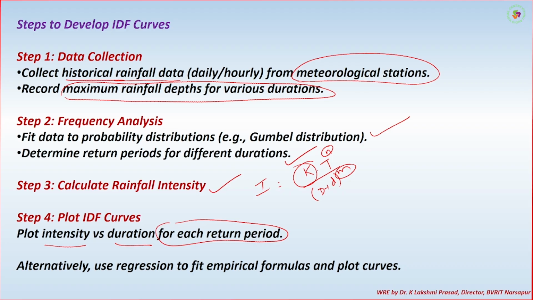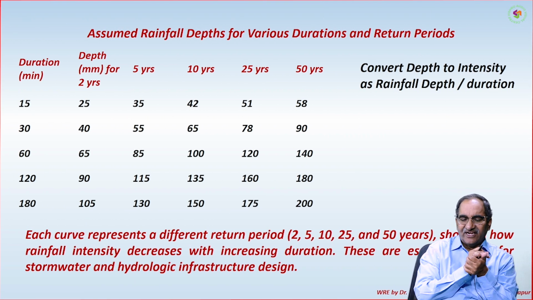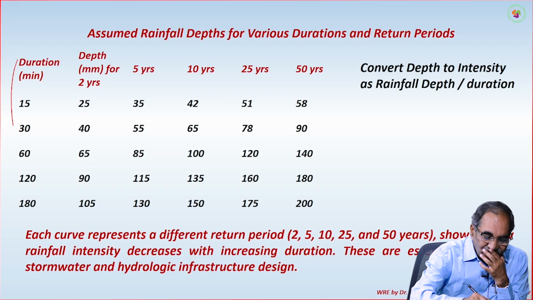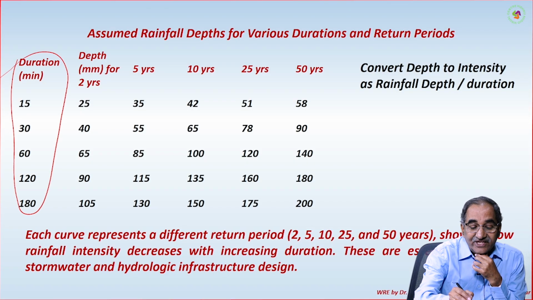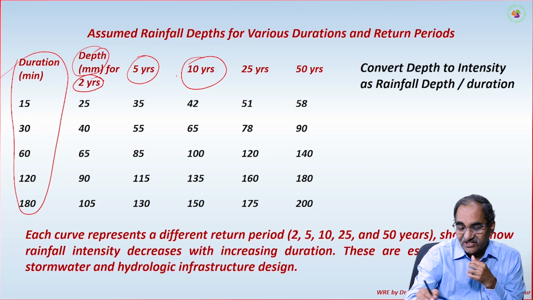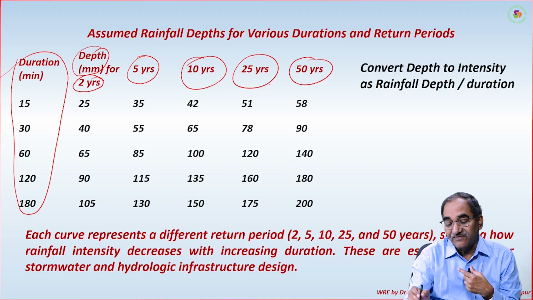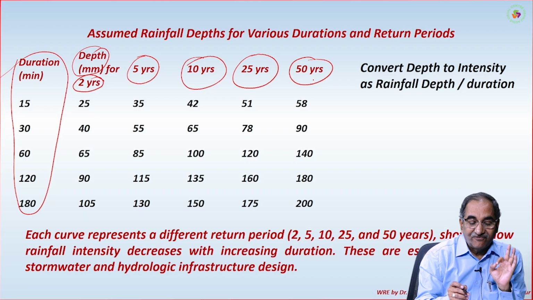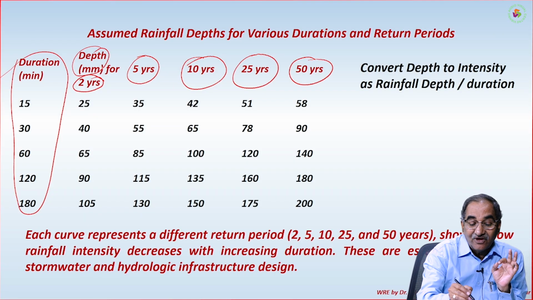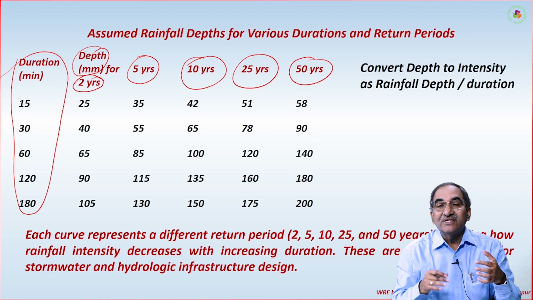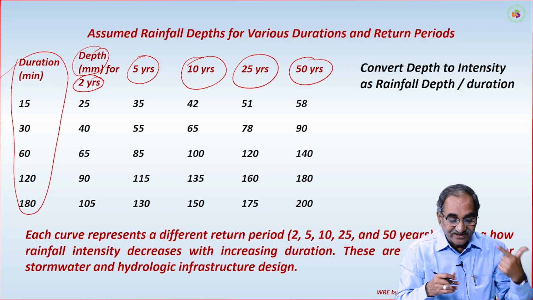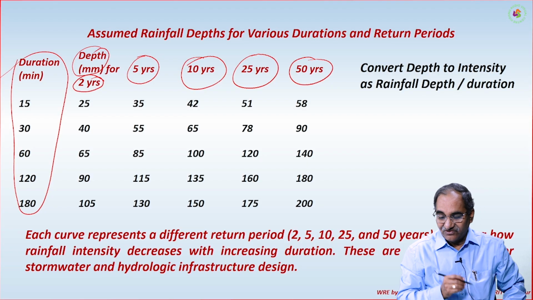Please remember, for each of the return periods, you plot a graph with duration on the x-axis and intensity on the y-axis. Just for your understanding, this is the duration I have given. Then what is the depth? For return periods of 2 years, 5 years, 10 years, 25 years, 50 years, what is the depth of rainfall I have given here? The depth of rainfall for a 2 years return period means that rainfall may occur once in 2 years. That is the basic thing you should remember. So these values we have given.